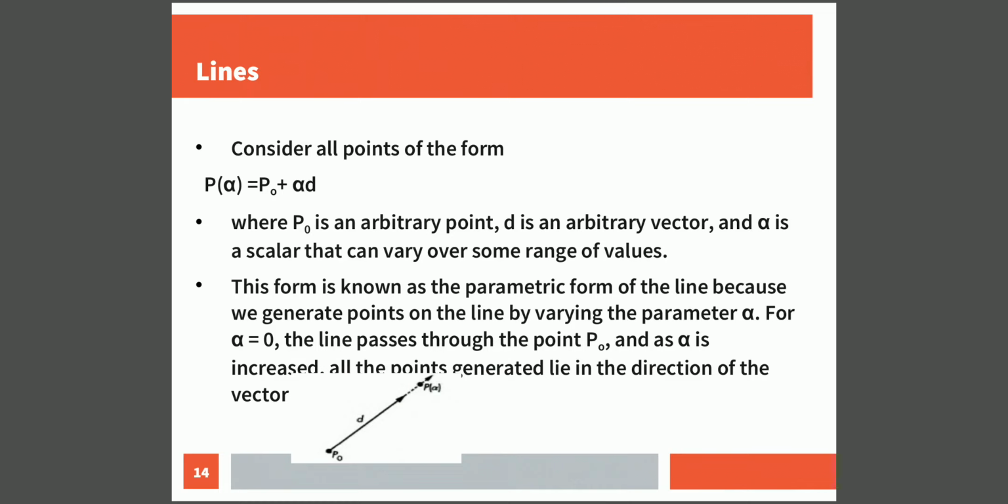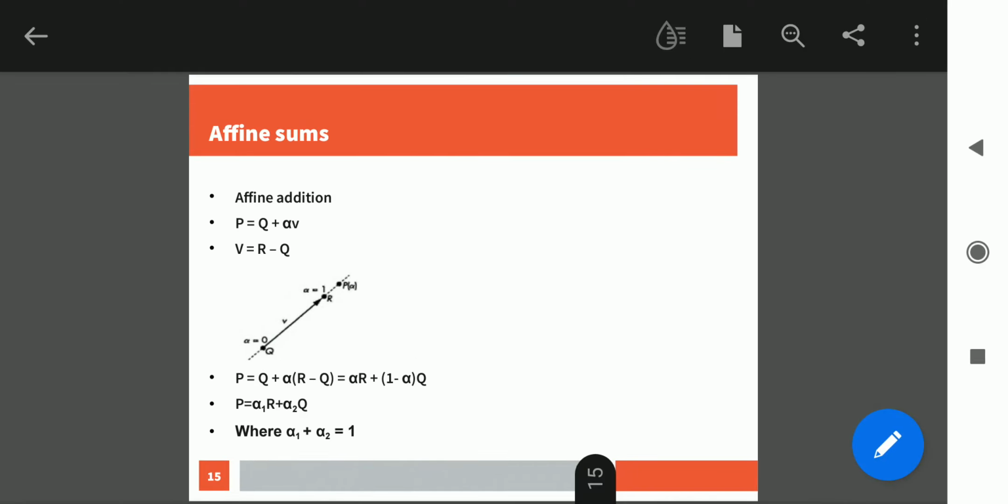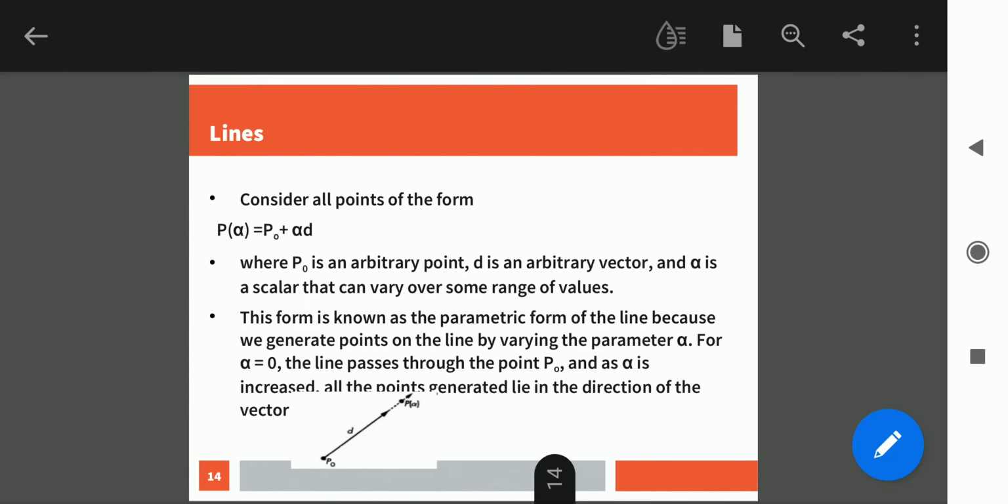Then lines. When we represent a line in the parametric form, we can write the equation as P of alpha equal to P naught plus alpha times D. Then what are P naught, alpha and D? P naught is an arbitrary point, D is a vector, and alpha is a scalar value. To understand that, here we are considering a diagram where P naught is some initial point, D is a vector, which is nothing but a line segment, and alpha is a scalar value.